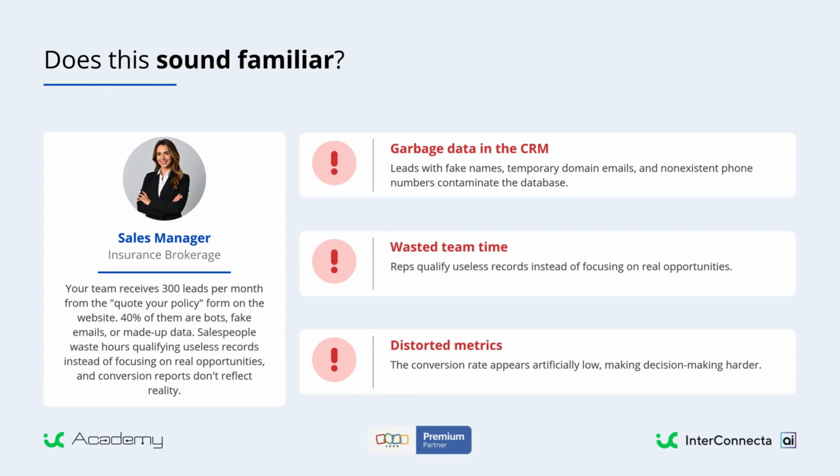So what was happening before this update? 3 things. First, we have junk data, as I said before, in the CRM, leads with fake names, emails with temporary domains, and so on. Second, the team's time is completely wasted. Representatives qualify useless records instead of focusing on real opportunities. And obviously, these distorted metrics, the conversion rate appears artificially low, making decision-making difficult.